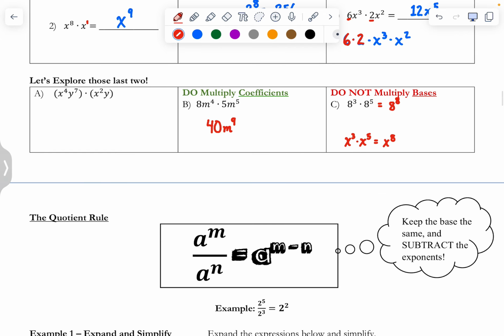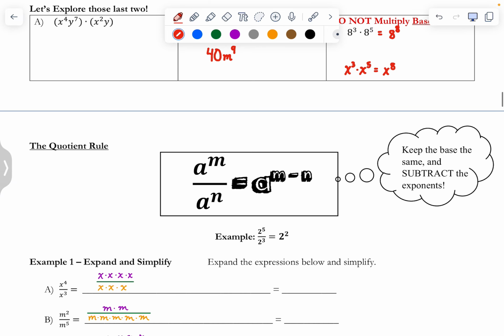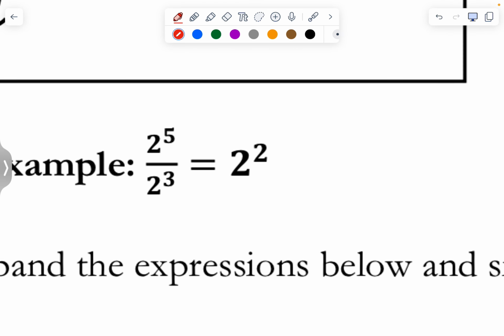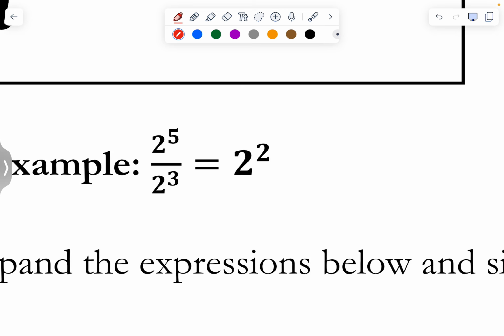All right. Now we're going to move on to the quotient rule here. So the quotient rule is if you're dividing the bases, you subtract the exponents, right? So you can see this first example, pretty straightforward, right? We have 2 to the 5th over 2 to the 3rd.